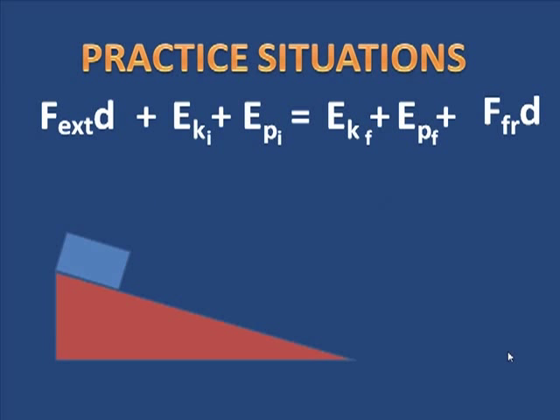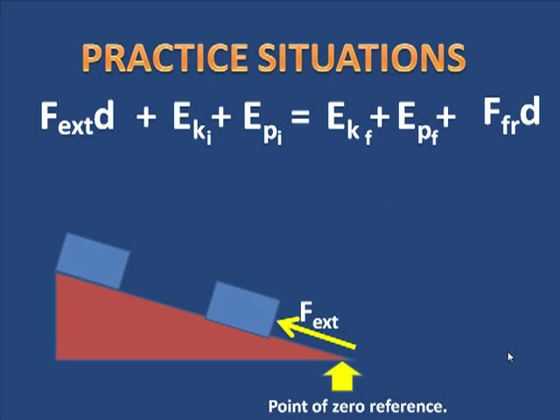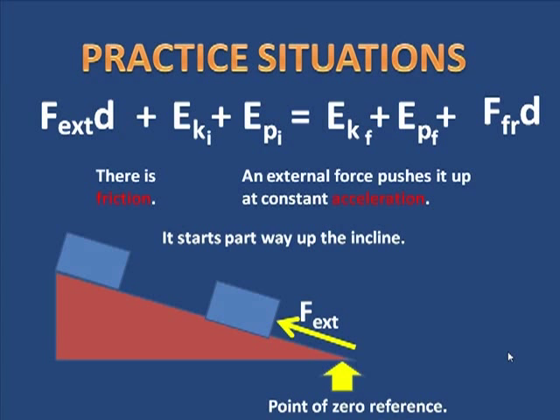Let's try one last one. This time, there's our 0, our point of 0 reference. The external force starts part way up the incline. There's friction and a constant acceleration as it pushes it up to the top. So, hit pause, find the equation that works in this situation.